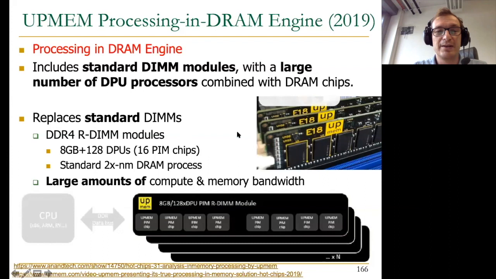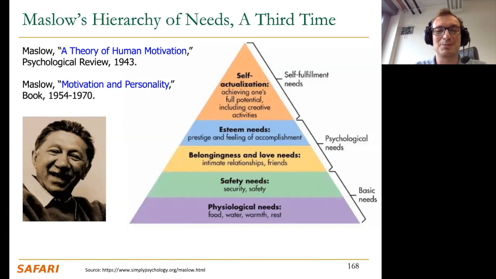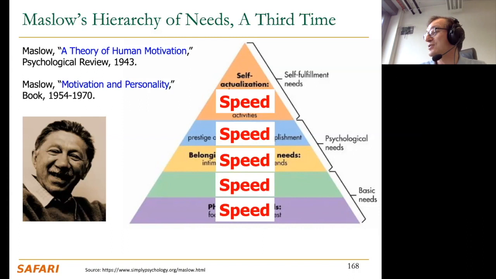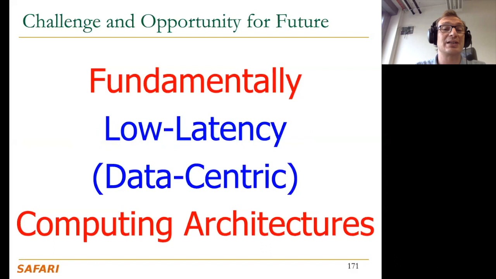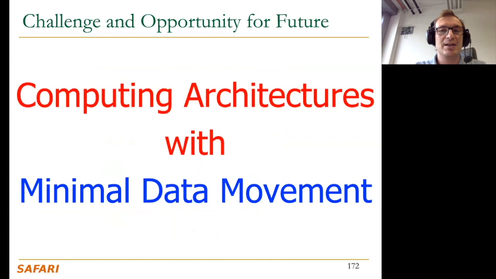Okay, so let me conclude. We discussed Maslow's hierarchy of needs multiple times, and we motivated processing in memory from an energy efficiency perspective. But it's also important from a speed perspective. In all aspects of life, we actually want more speed to make things faster, right? As long as you can put it to good use, of course. And I believe you can put things to good use everywhere. As a result, I think PIM is also motivated from high performance. It enables high performance, energy efficient, and low latency architectures. Because if you're closer to data, you're fundamentally lower latency. So we have an opportunity for minimal data movement.